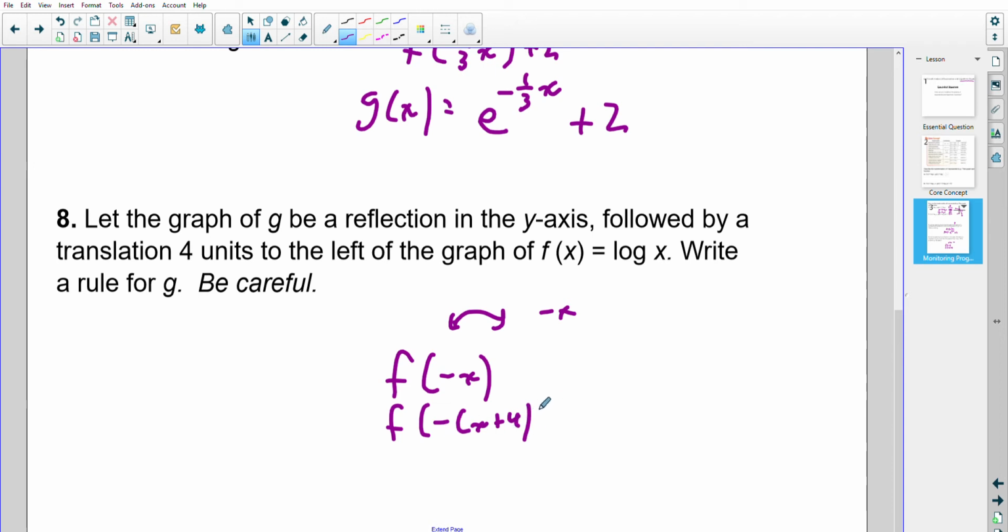And that gets a little bit tricky. So what that means is your g of x is equal to log of, and I can just go ahead and distribute that, -x minus 4. A lot of students will forget to put in the parentheses here and make this a positive instead of a negative. So be careful, these logs are somewhat tricky.